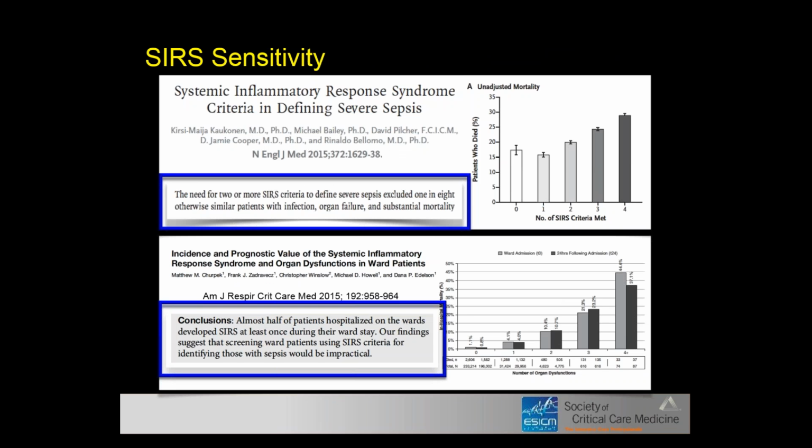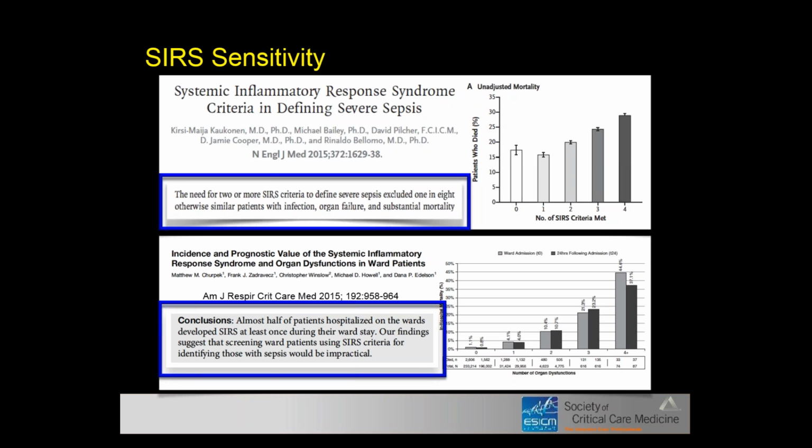Regarding SIRS sensitivity, 2 recent papers have highlighted the potential problems. The first is a paper published out of Australia and New Zealand. The investigators looked at a series of patients admitted to the intensive care units in various hospitals throughout that region and discovered that quite a number of them, while critically ill and meeting other criteria for sepsis, did not meet the SIRS criteria. That is, they did not have the presence of 2 or more of the SIRS criteria. Indeed, 1 in 8 of these patients would not have been deemed to have sepsis.